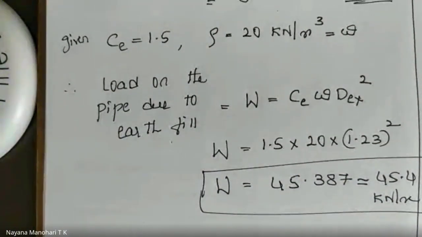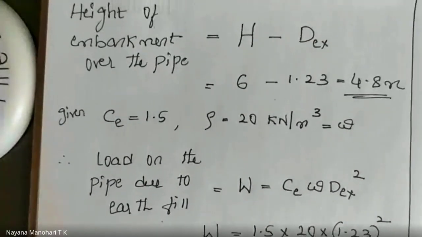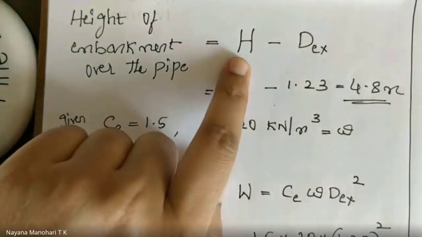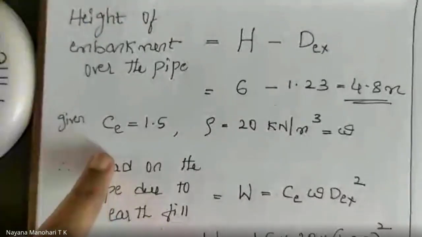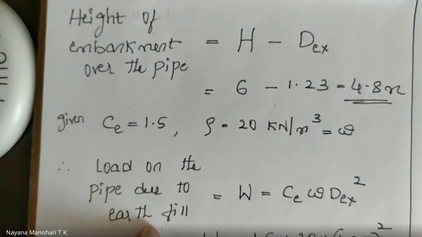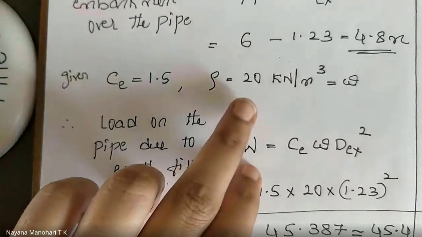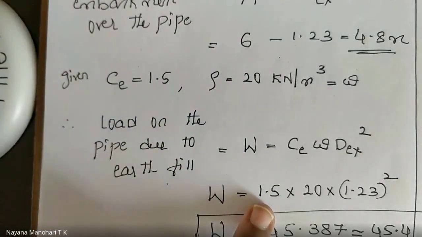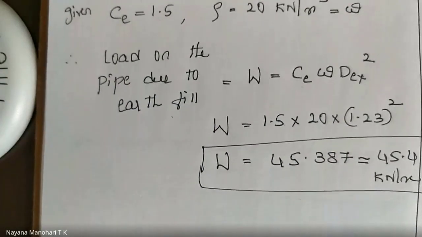Up to here you have understood, right? Height of that embankment over the pipe is given by the total height of that embankment minus external diameter. Next you need to calculate the load on the pipe due to earth fill. It is given by C into small w into Dx squared. Small w is nothing but the unit weight of the embankment. They have given it as 20. C value 1.5, 20, into external diameter 1.23 whole square. You're going to calculate the load on the pipe.